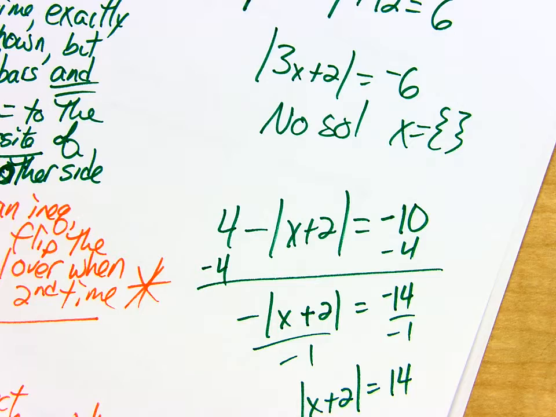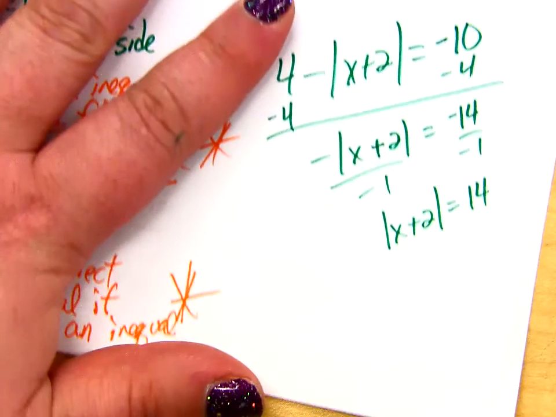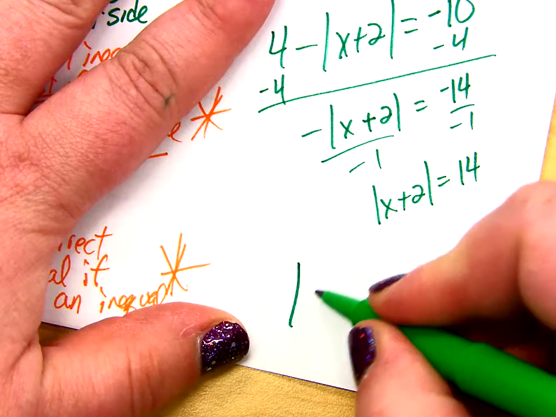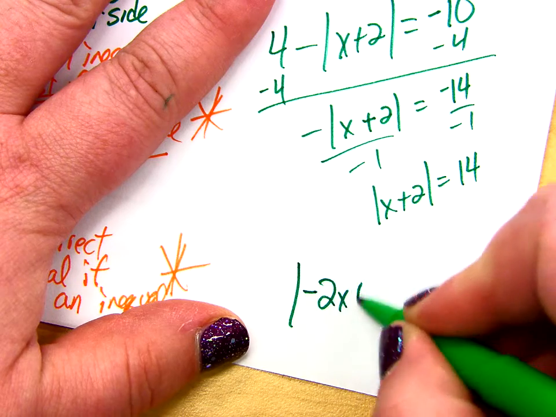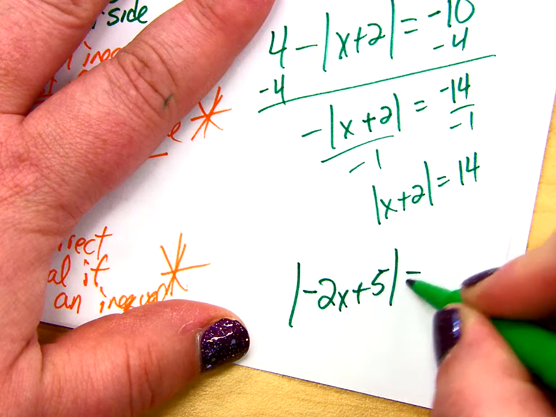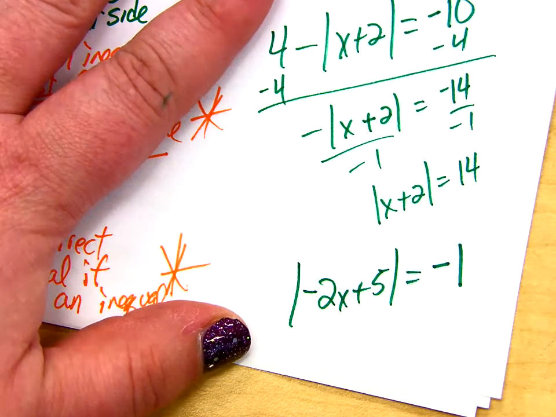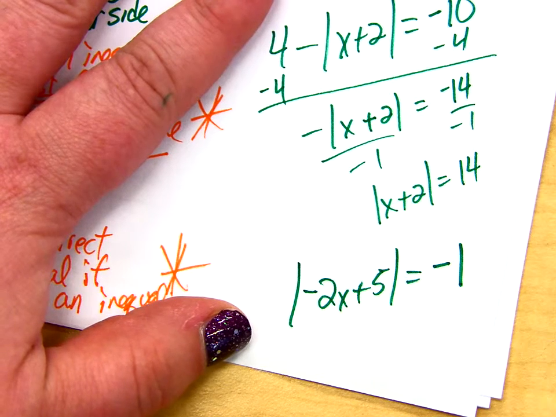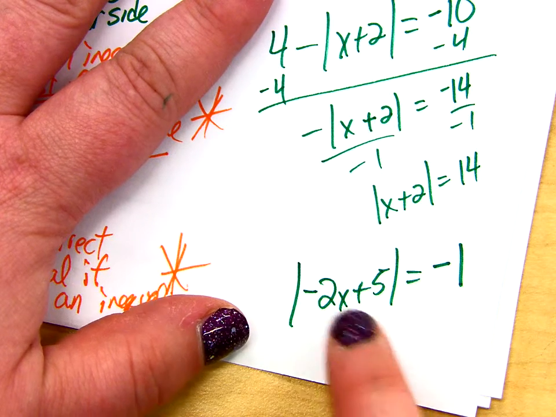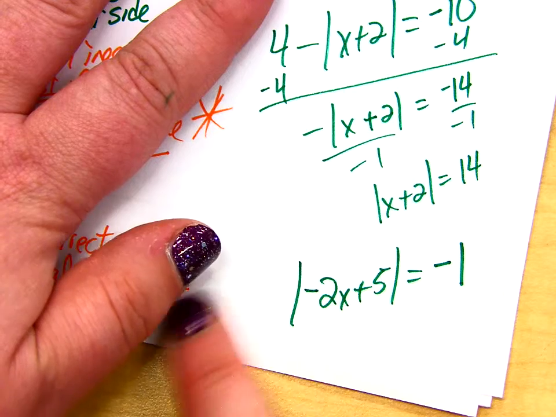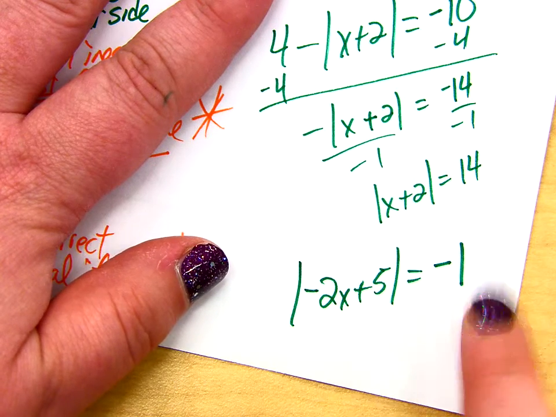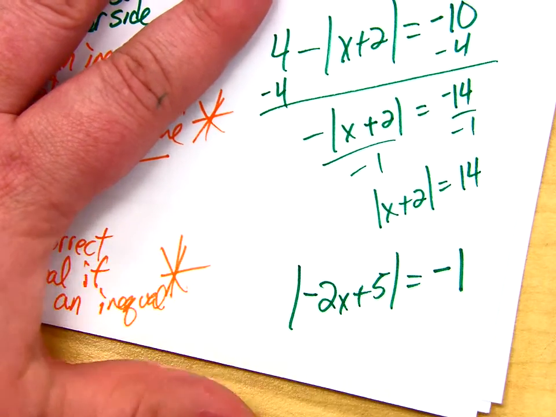That is no answer. So if from the get-go you saw a problem like this, it doesn't even matter what it looks like inside here. If it's equal to any negative number, that is no solution, and you don't have to keep going. As long as the absolute value is by itself, there's no other things with it. If it's equal to a negative number, you're done.